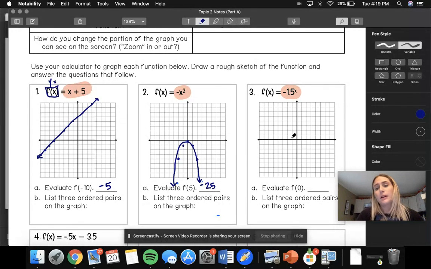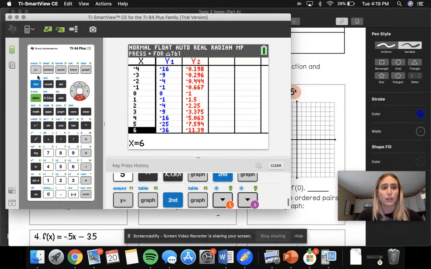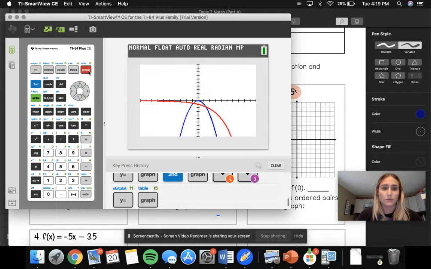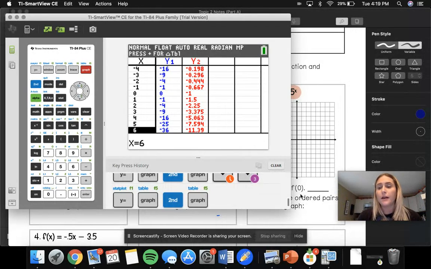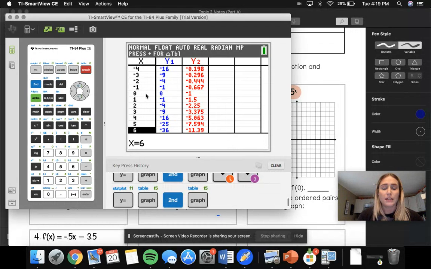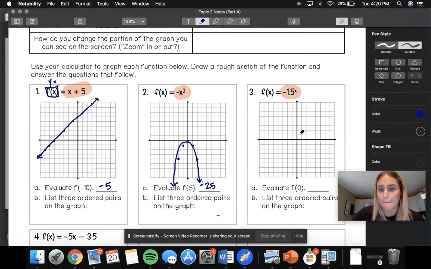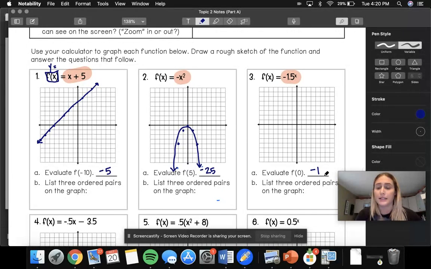Okay, so for this one, again, I graphed it at the same time. So it's the second graph. And so I'm looking for red, or in my table, the red. Okay, it's asking me right now to find f of 0. So here's my input of 0. My output in red is negative 1. Okay, so now it says to find some ordered pairs that you could write down.